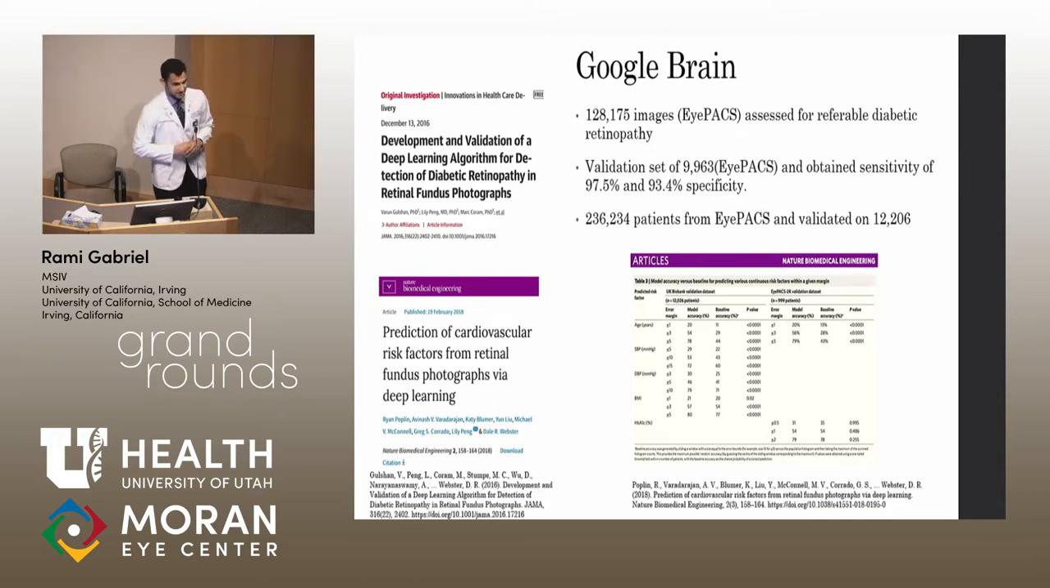The second study, borrowing from Catherine, should really be called Fundus Photos: More Than Meets the Eye. It looked at fundus photos and assessed things that we really didn't expect could be learned from fundus photos. One of those is age, gender, blood pressure. It did a really good job predicting age within a range of 5 years. It had 78% accuracy.